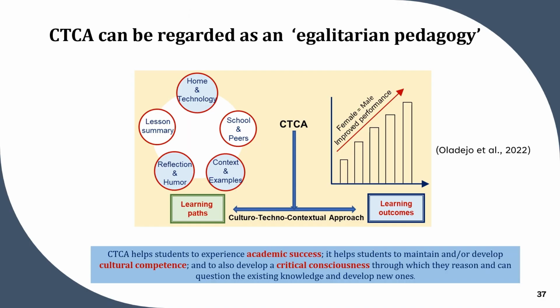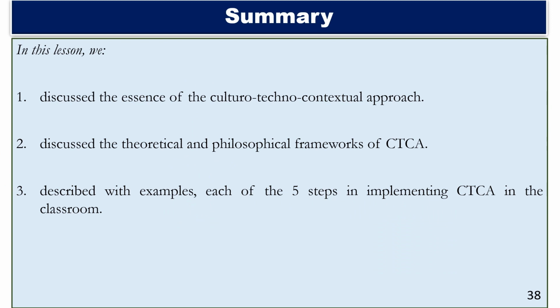The summary of my discussion with you today is that CTCA can be regarded as an egalitarian pedagogy. Our findings have shown that CTCA not only helps to improve the brain, the student cognitive structure, it also helps to improve their mind, building the affective domain. And we can summarily say that CTCA can help students achieve more academic success, improve their cultural competence, and of course, enhance consciousness. In this lesson, in the last 20 minutes, what have we learned so far?